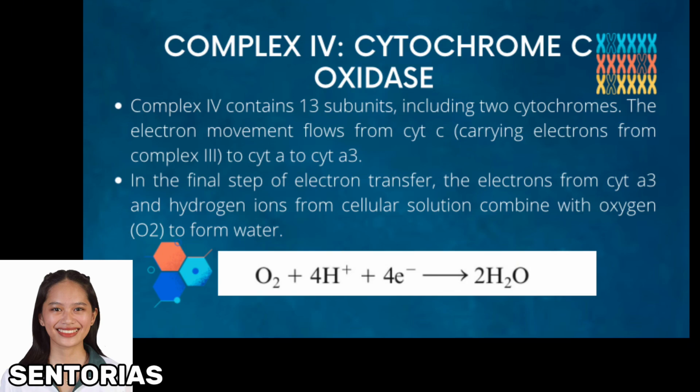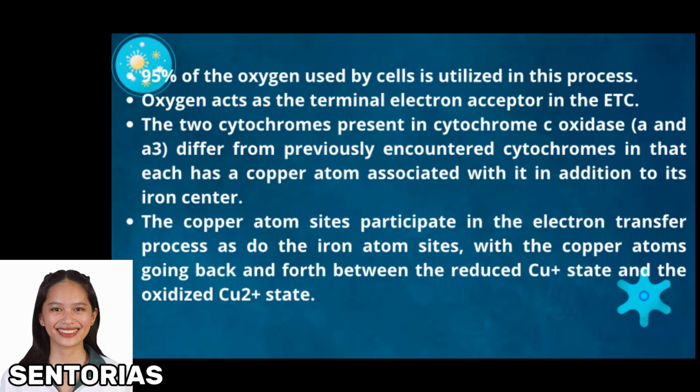In the final step of electron transfer, the electrons from site A and hydrogen ions from the cellular solution combine with oxygen to form water. 95% of the oxygen used by cells is utilized in this process. Oxygen acts as a terminal electron acceptor in the ETC.